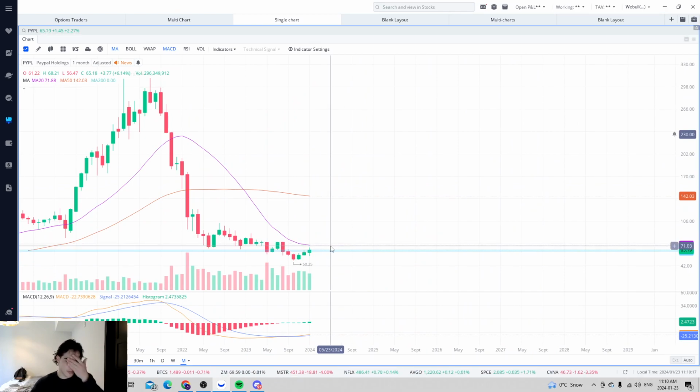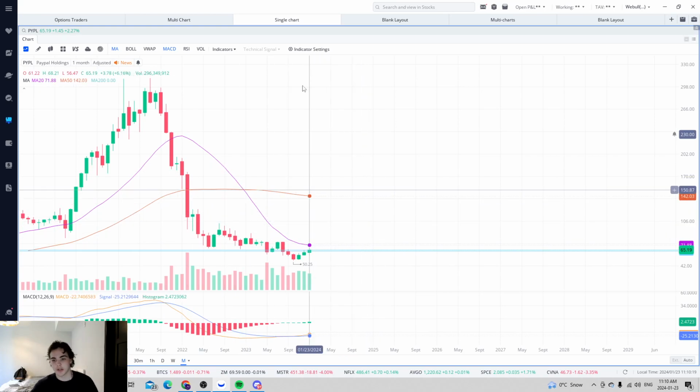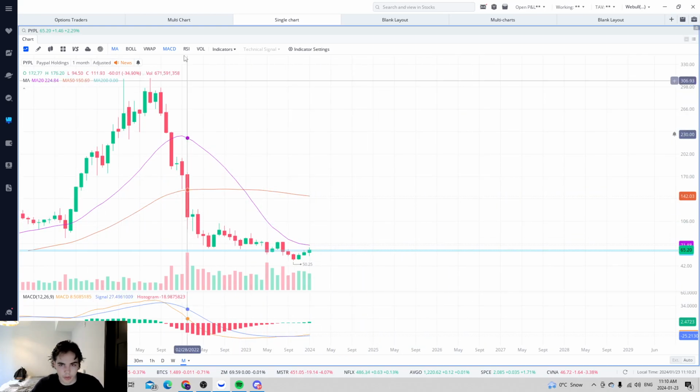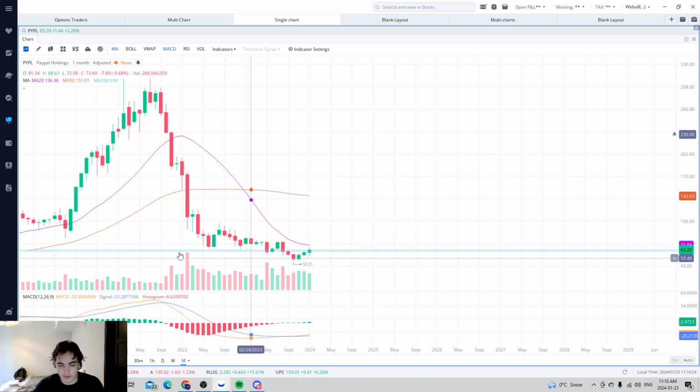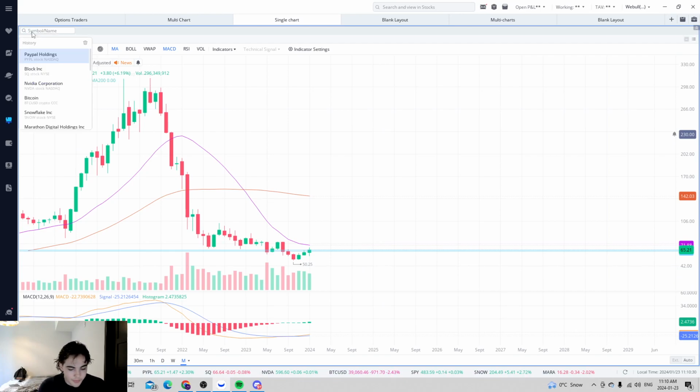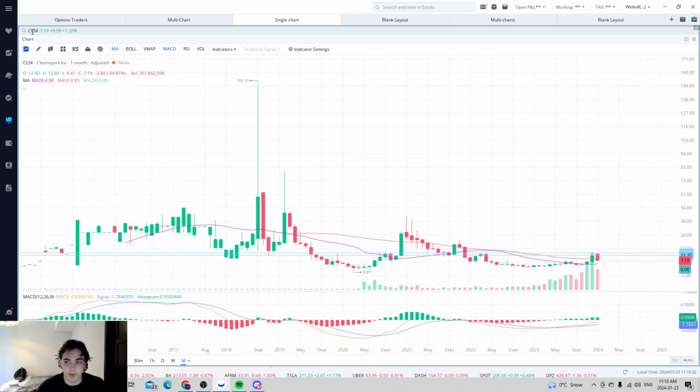I expect that if we have good news on Thursday, this stock could really be up into the $72 to $73 range, and if it breaks past there, maybe even touch 75. We have a lot of room to run in a bullish breakout on PayPal, so I like it a lot. Let's move on to the first one, CleanSpark.